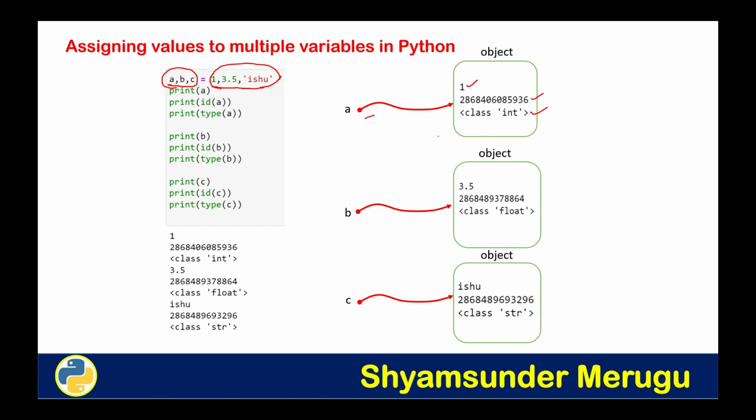So like this, when you assign values to multiple variables, the corresponding objects will be created and they will be tracked by the variable name. And on your left, you can see how to print each variable value, how to print the ID, and how to print the type of the value that is assigned.